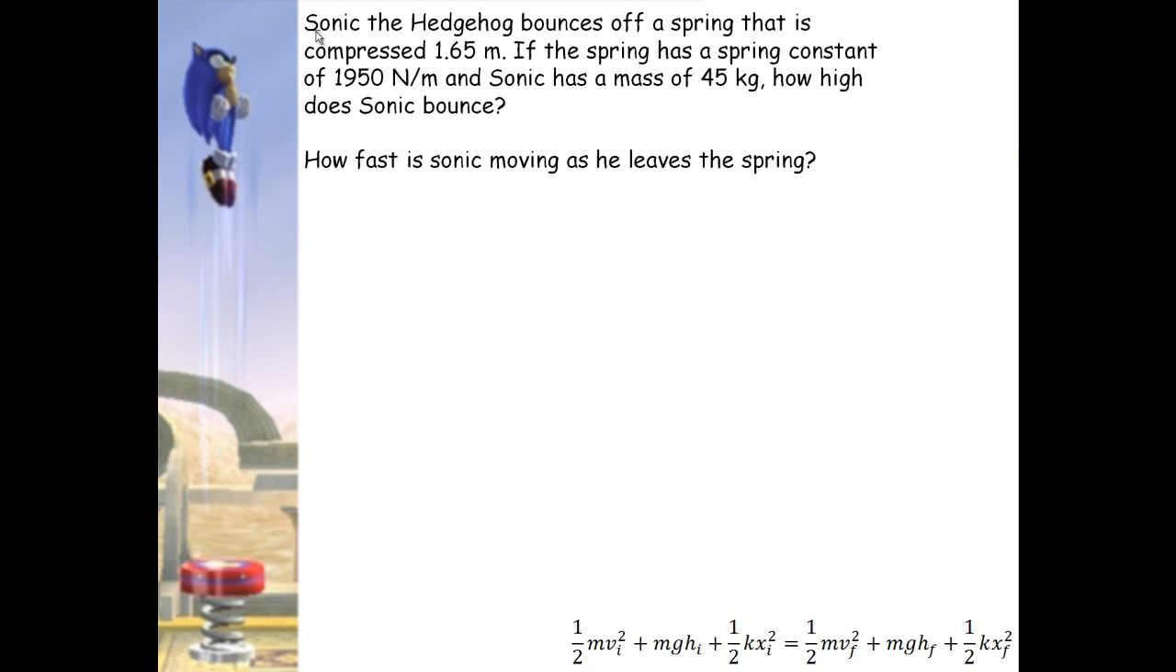It starts off with we have Sonic the Hedgehog. He bounces off a spring that is compressed 1.65 meters. If the spring has a spring constant of 1,950 newtons per meter and Sonic has a mass of 45 kilograms, how high does Sonic bounce?